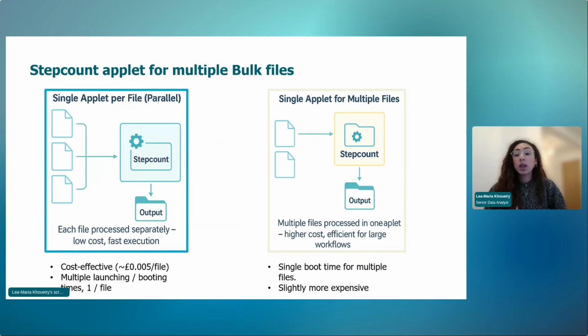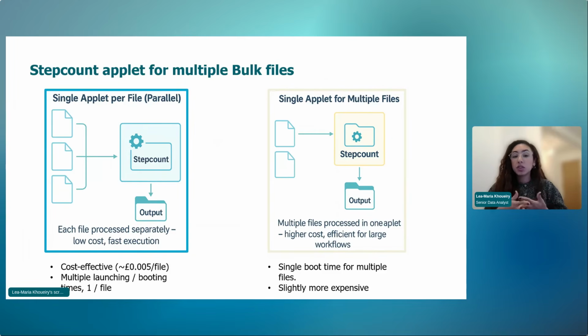Another strategy is to have a single applet that will run for multiple files, and the tool itself within the applet will be running in parallel. This means that multiple files will be processed in one applet. This will have a bit higher cost compared to the initial strategy. However, it's really efficient in the case where you want to run it on multiple files. And this means that you will have only a single boot time for all of these files.